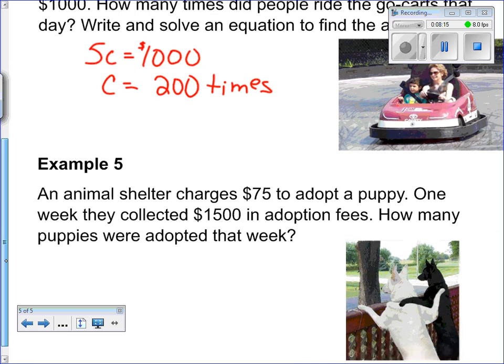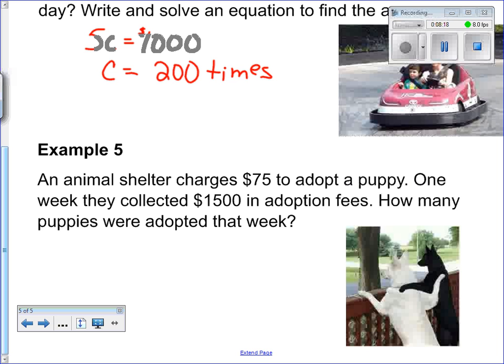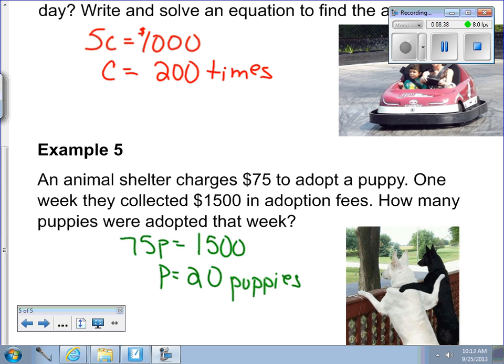And our next word problem, example 5. An animal shelter charges $75 to adopt a puppy. One week they collected $1,500 in adoption fees. How many puppies were adopted that week? I'm going to ask you to set that up in an equation and then solve it, just like we did in example 4. So in your solution, you knew in the word problem that it was $75 to adopt a puppy, and in a week they collected $1,500. So you're going to set it up as 75p is equal to 1,500. Then you would divide 1,500 divided by 75, and you get 20 puppies.